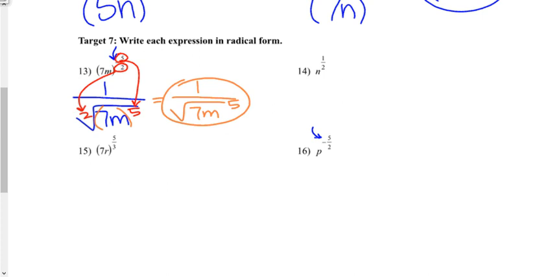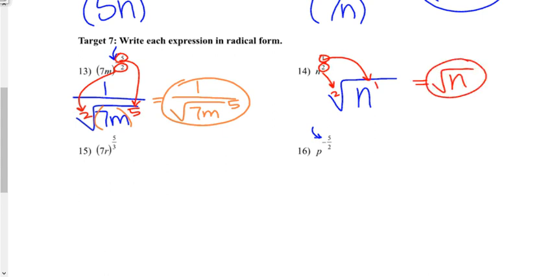All right, number 14, I have some root of n. Now the root is 2, so I can either write the 2 or I don't have to write the 2. My 1 is an exponent, you don't have to write that either. So you can literally just put the square root of n as your answer.